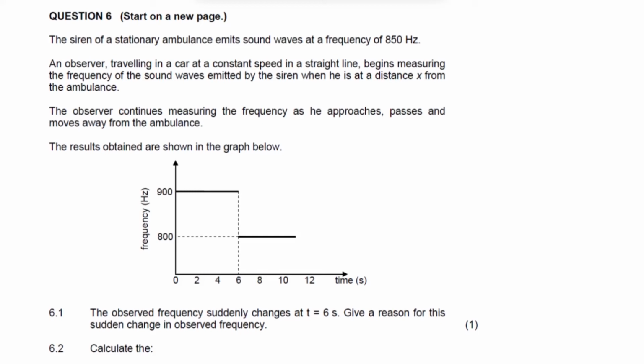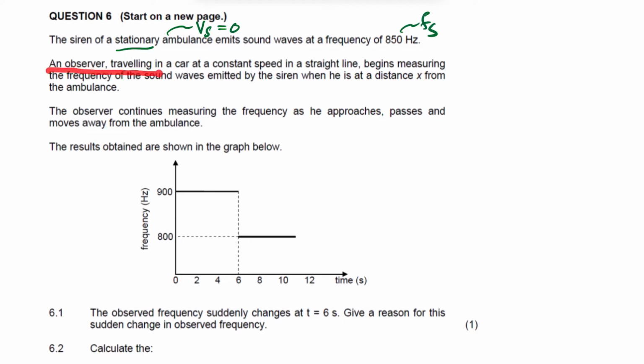Okay guys, let's look at the exam question of the Doppler effect that has the graph. Now it says here, a siren of a stationary ambulance emits sound waves at a frequency of 850. So it's stationary, that means the velocity of the source is equal to 0, it's not moving, and it emits the frequency of that, which is the frequency of the source.